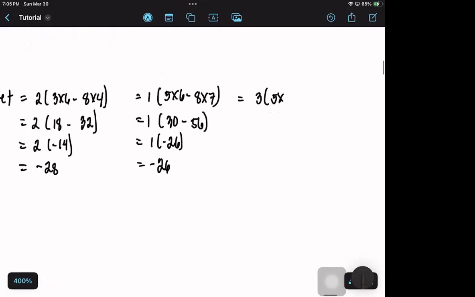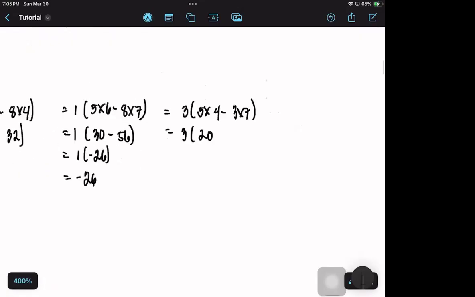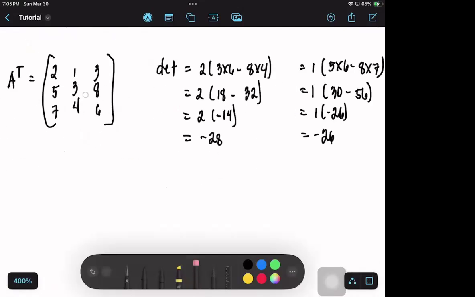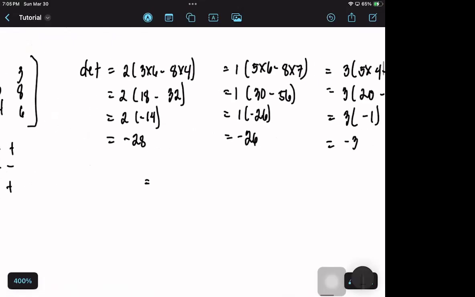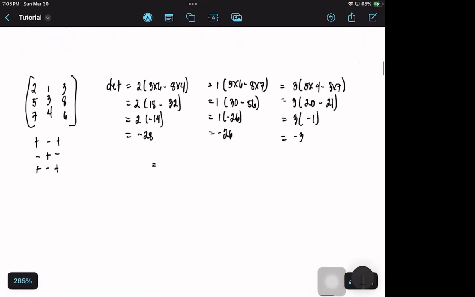So 5 times 4 equals 20, then 3 times 7 equals 21, so it becomes negative 1, which times 3 is negative 3. By calculating that, we follow the same rule. Since we are working along the first row, the signs are positive, then negative, positive. So it becomes negative 28, minus the negative 26, then plus the negative 3.